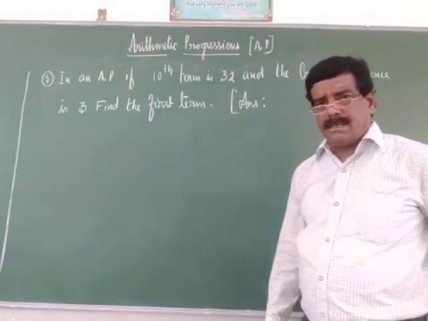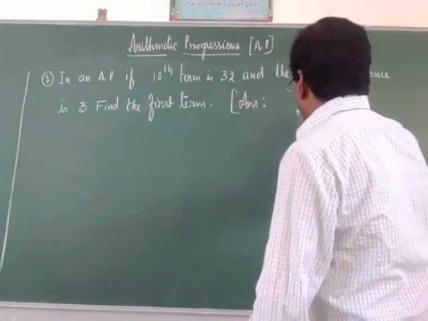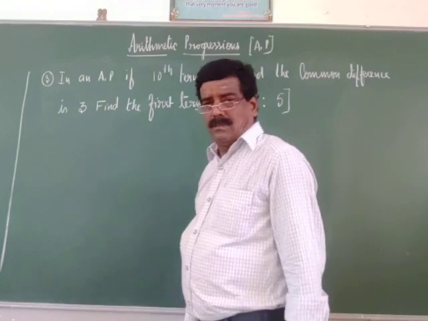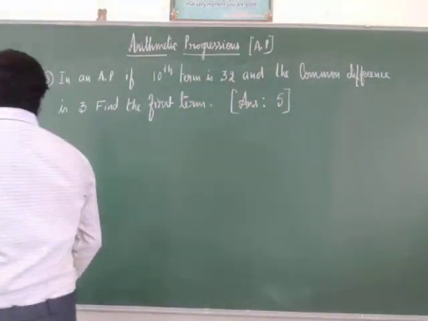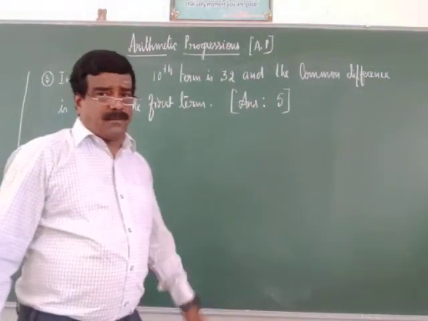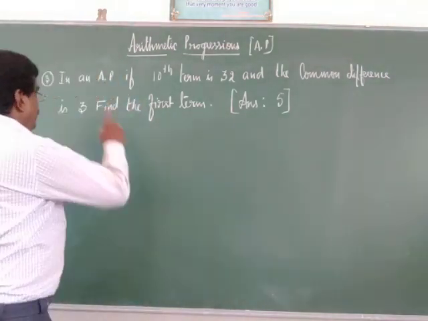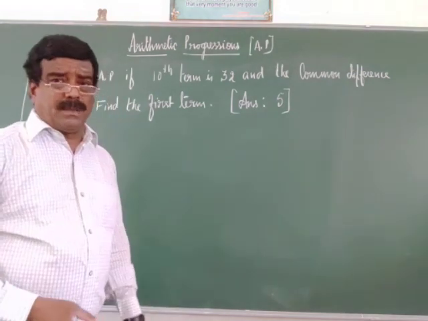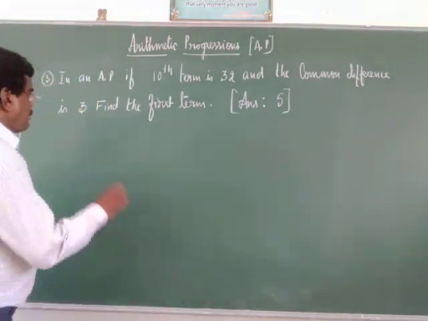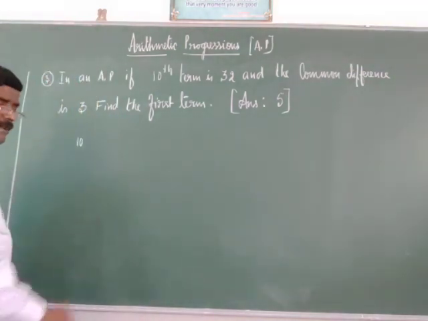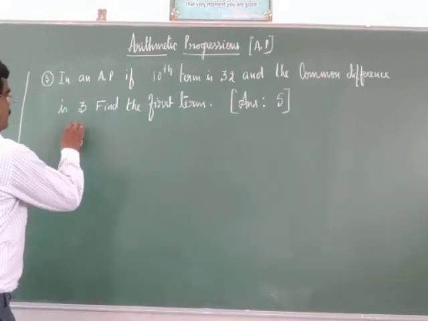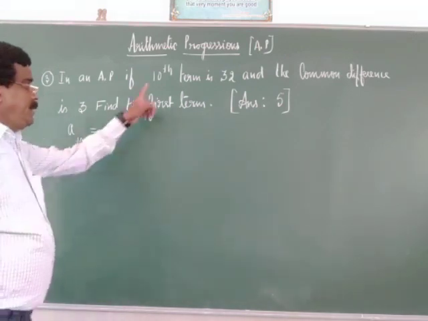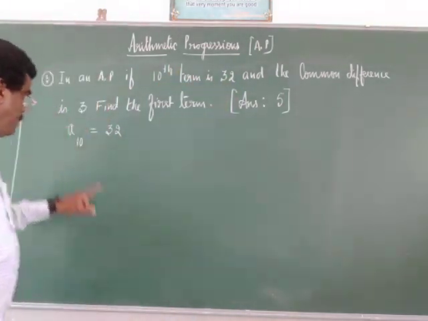Okay, has anybody written the answer? Please check. The answer is 5. Let me see how to read that answer as 5. So here, in an AP, the 10th term, see children, means you must know it is An. 10th term means A10 is equal to 32.